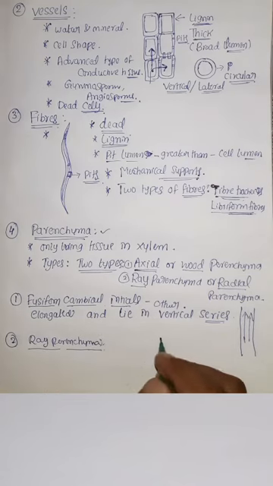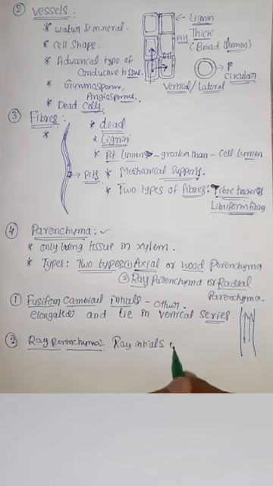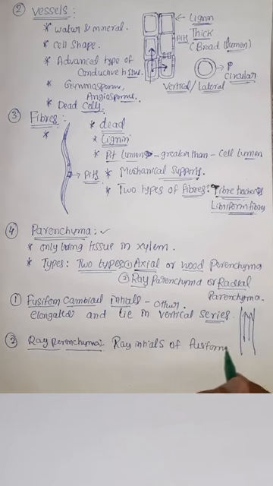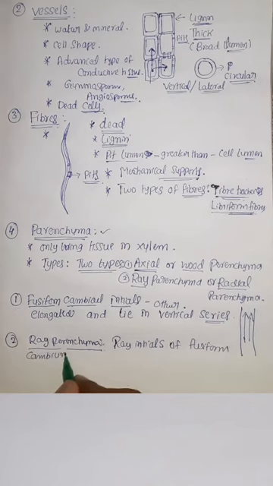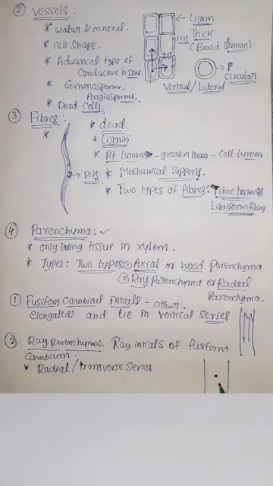Ray parenchyma originated from ray initials of fusiform cambium and occur in radial or transverse series, meaning they are radiating from center to margin like this. This is also parenchyma.